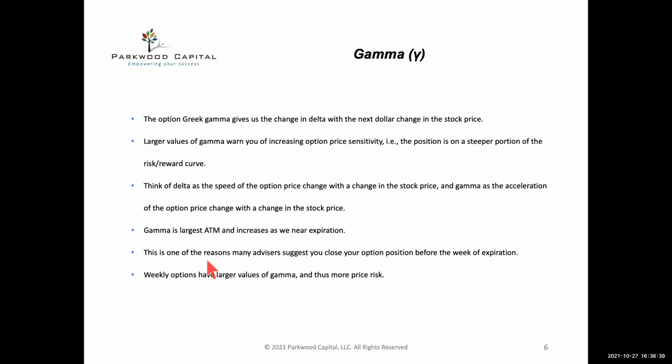Gamma, on the other hand, as I said before, measures the change in delta with the next dollar change in the stock price. So larger gamma tells you that you're on a steep portion of that risk reward curve. Think of delta as the speed of the option price change, and gamma is the acceleration. So a large gamma is telling you that the next dollar move either way is going to make a big difference in the P&L of your position. And that's why a lot of people tell you to close your option position before the last week before expiration, because gamma is larger at the money and it gets larger as we get close to expiration.